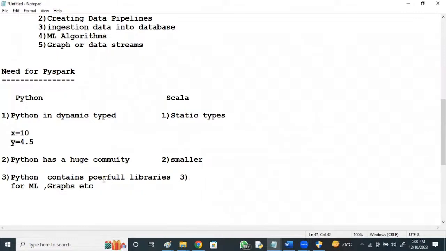Scala also has powerful libraries, but as compared to Python, a little less. Nearly 89,300 inbuilt libraries and modules, Python has got for different domains, right? But Scala has less as compared with Python.